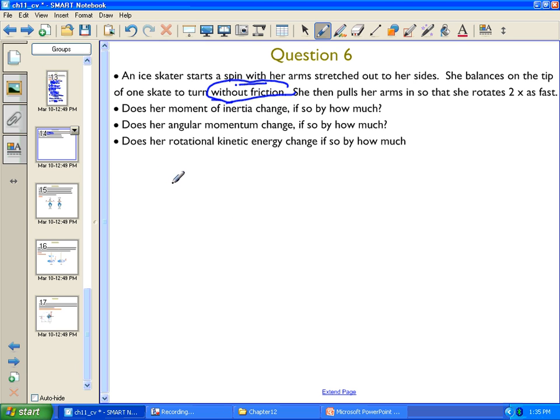Well, the first thing that we note is that they're telling us that if omega is her initial rotational speed, omega final, after she draws her arms in, will be equal to 2 times her initial value. Now, we use conservation of angular momentum, which tells us that the angular momentum after she brings her arms in should equal the angular momentum before she brought her arms in.